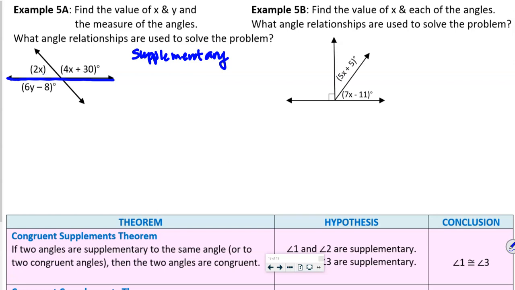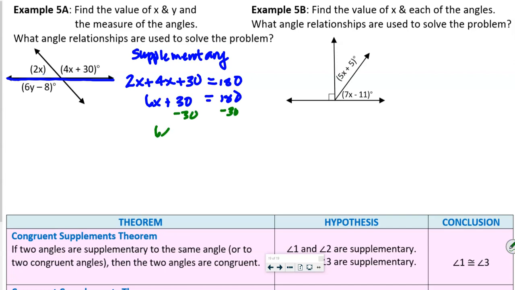So what we're going to do here is 2x plus 4x plus 30, and that's going to equal 180 because that's the measure of a straight line. 2x plus 4x is 6x plus 30. That equals 180. We're going to subtract that 30 from both sides. So 6x equals 150, and then we're going to divide everything by 6. And when we do that, we get that x equals 25.